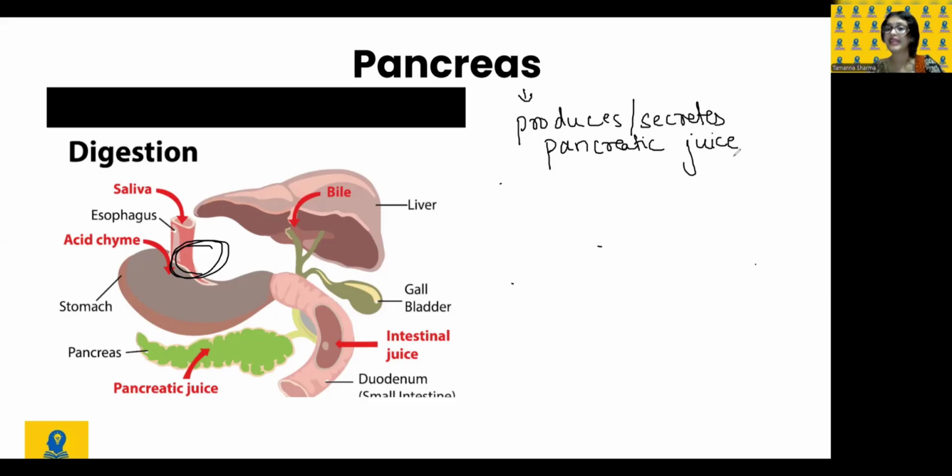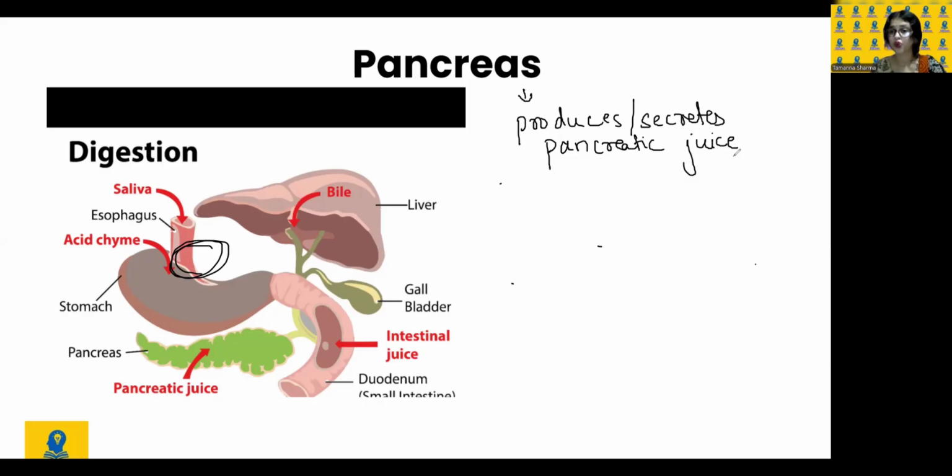And third is lipase. What does lipase do? Bile had made the big globules into small fat globules, right? Now this lipase will break them down further into smaller substances which can be digested or absorbed by our body.